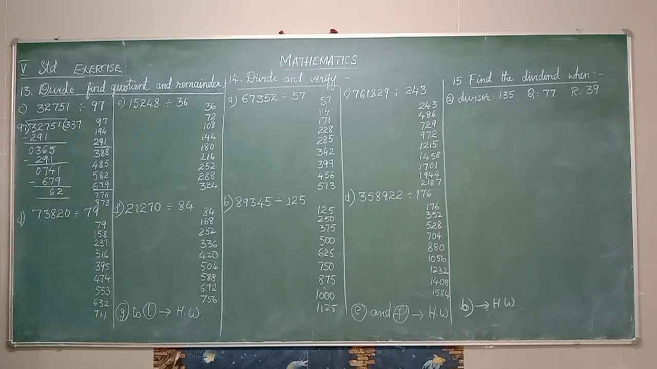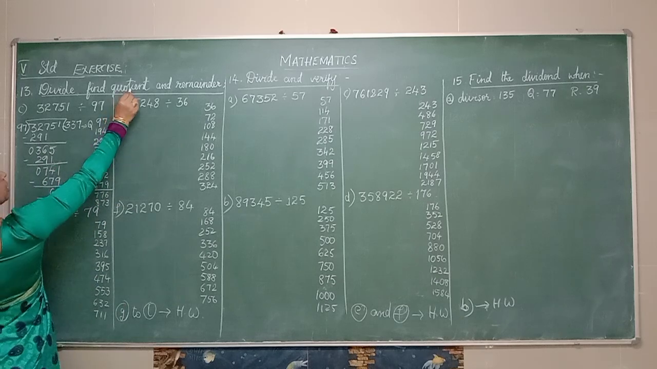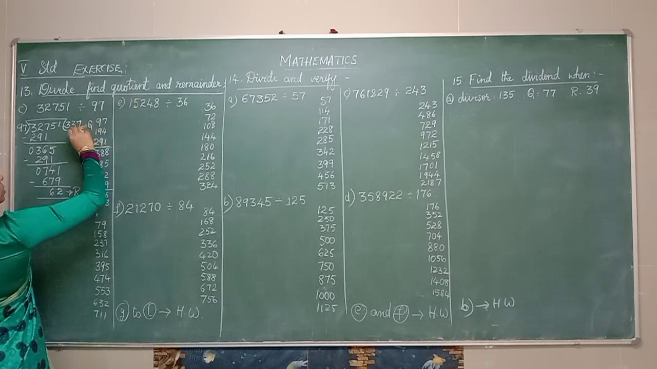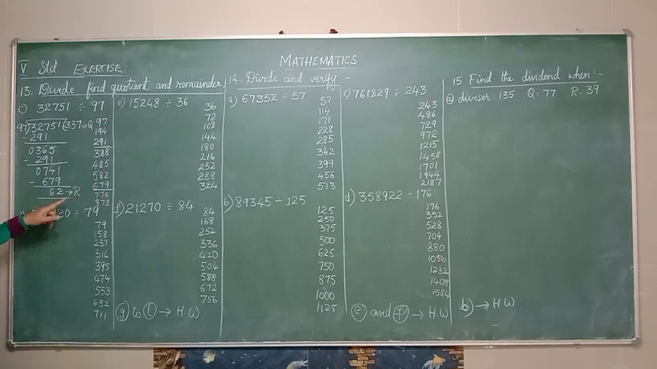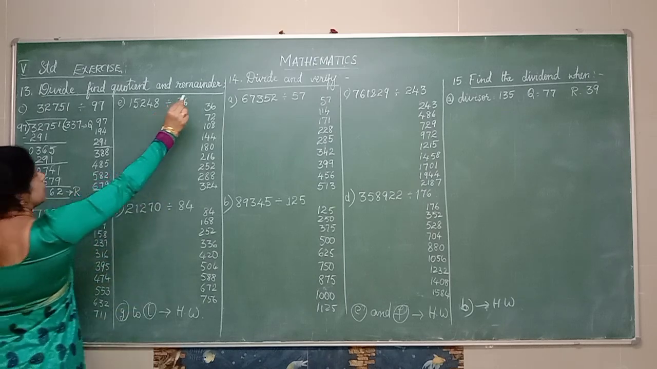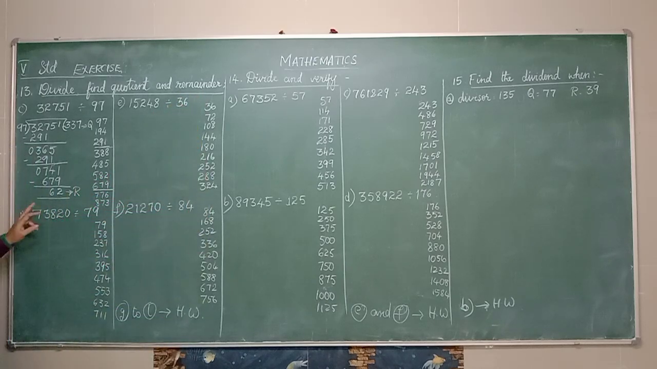So what is the answer you have to write? You have to write quotient. This will be the quotient and this will be the remainder. So you should write quotient is equal to 337. Quotient spelling is here, you can see. Quotient is equal to 337 and remainder spelling is here, you can see. Remainder is 62.